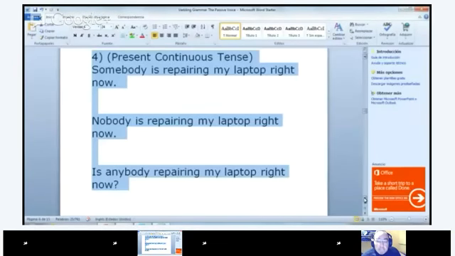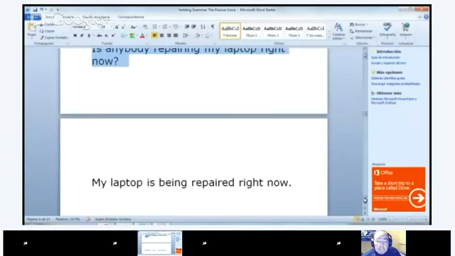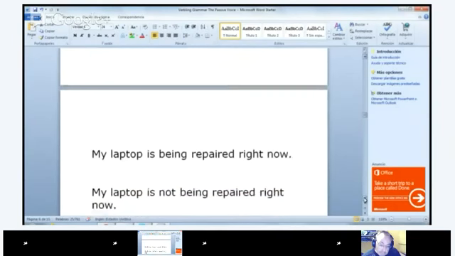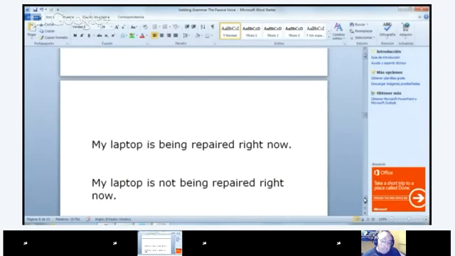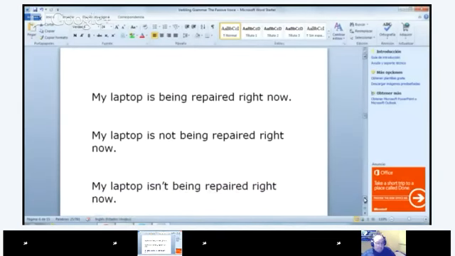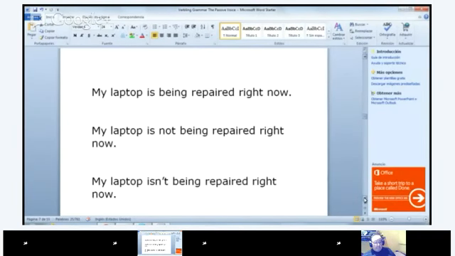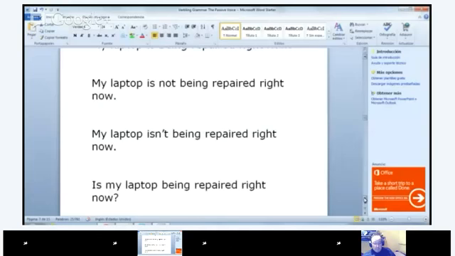So here's idea number 1. My laptop is being repaired right now. Idea number 2, my laptop is not being repaired right now. You can use the contraction isn't. My laptop isn't being repaired right now. And then the third example, if I went into a store, I would say, hello, I want to know, is my laptop being repaired right now? Or has my laptop been repaired yet?